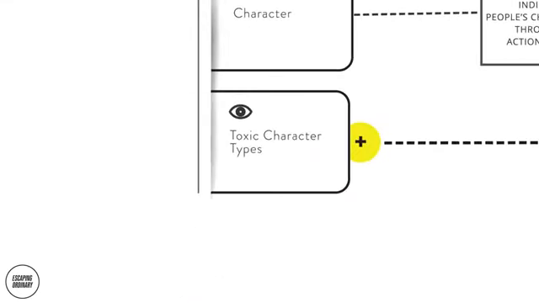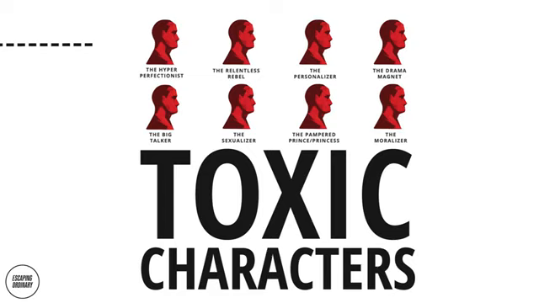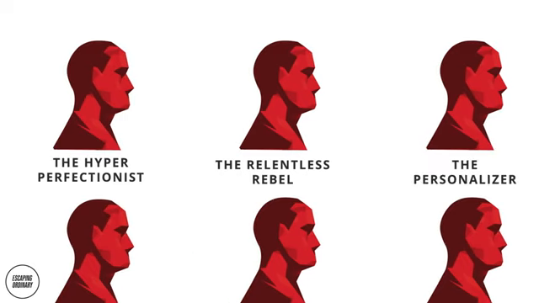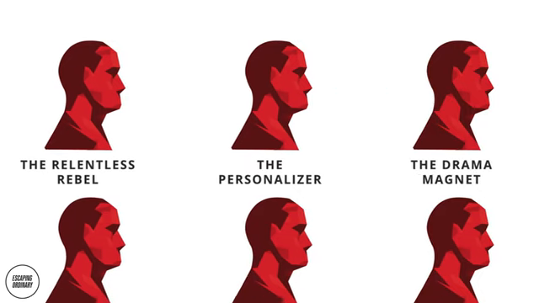Toxic characters. You need to first identify and then steer clear of people with these toxic characteristics. The hyper-perfectionist. Someone who may seem dedicated, but is unable to delegate and must control every situation. In other words, a control freak. The relentless rebel. Someone who hates authority and mistrusts anyone in power. They cannot accept any criticism and are often childish in their behavior.